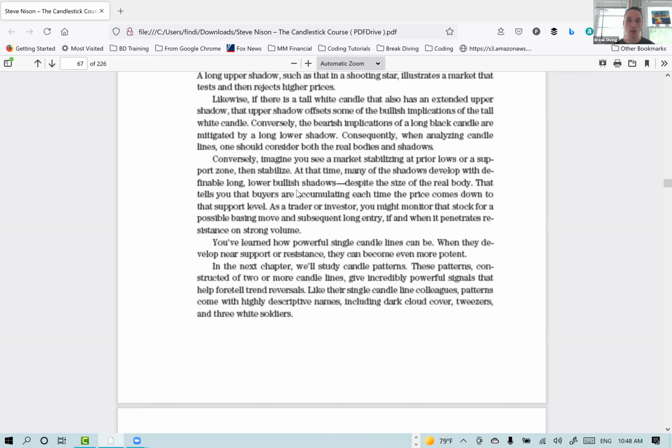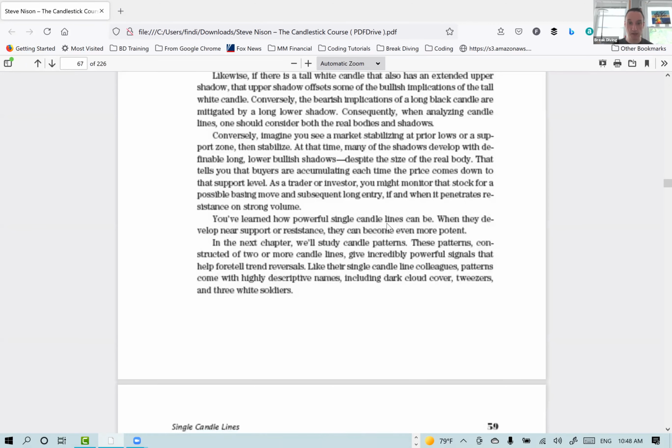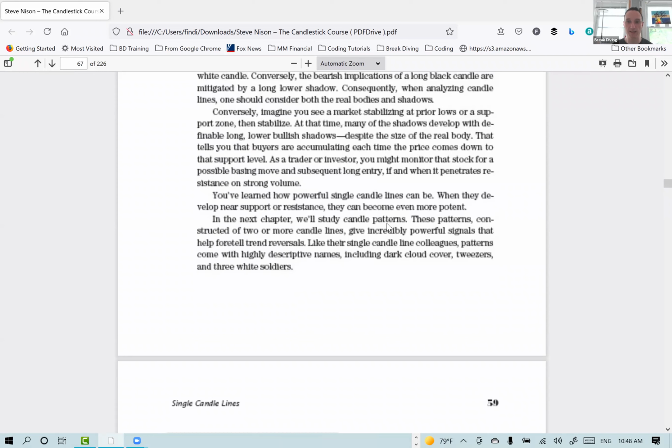Conversely, imagine that you see a market stabilizing at prior lows or a support zone. At that time, many of the shadows develop with definable long, lower bullish shadows, despite the size of the real body. That tells you that buyers are accumulating each time the price comes down to that.